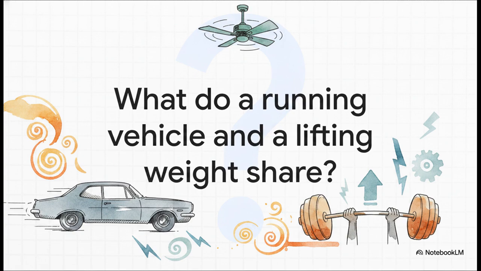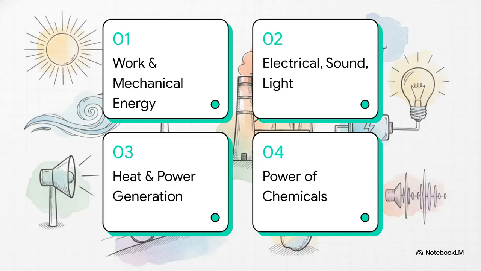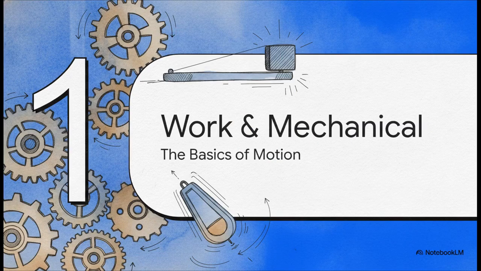It's a package deal. Okay, here's our quick roadmap for today. We'll be breaking energy down into 4 main categories. First up, work and mechanical energy. Second, electrical, sound, and light. Third, heat and power generation. And finally, number 4, the power of chemicals. All right, starting with number 1, work and mechanical energy, the basics of motion.